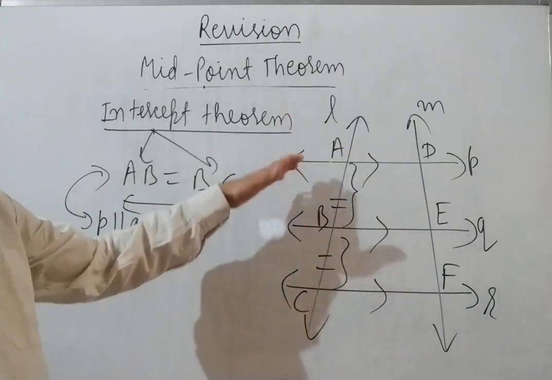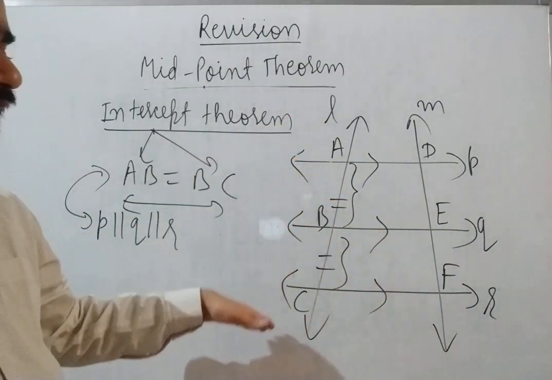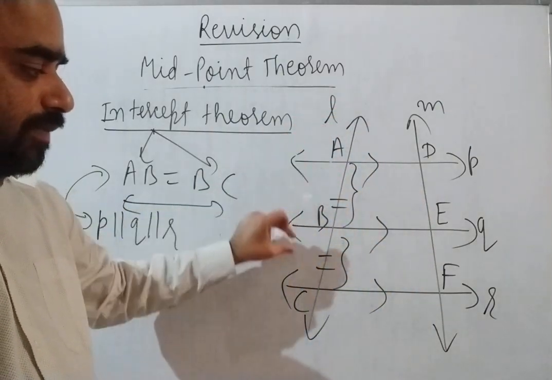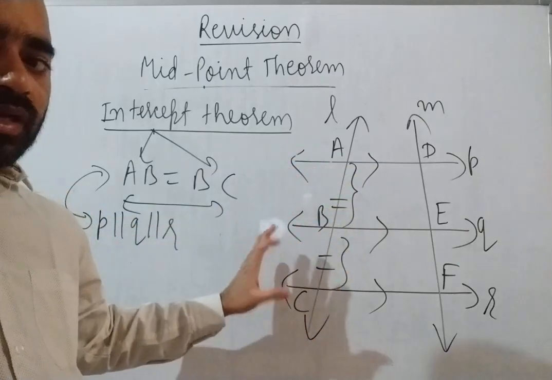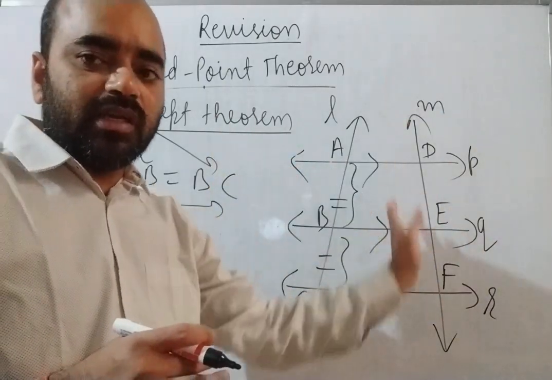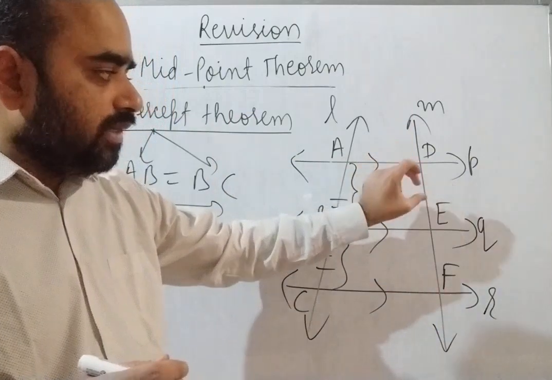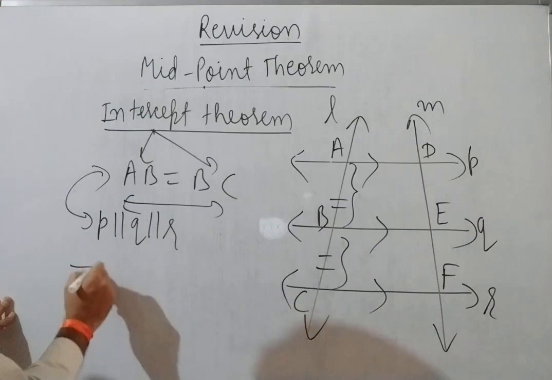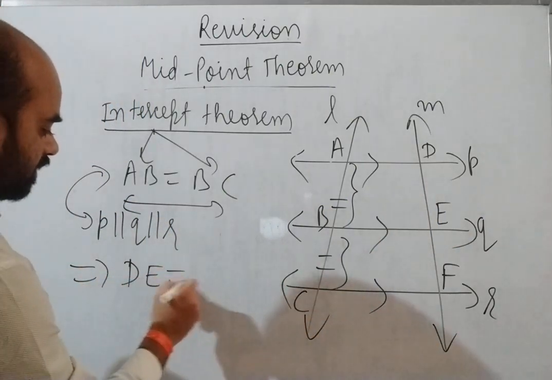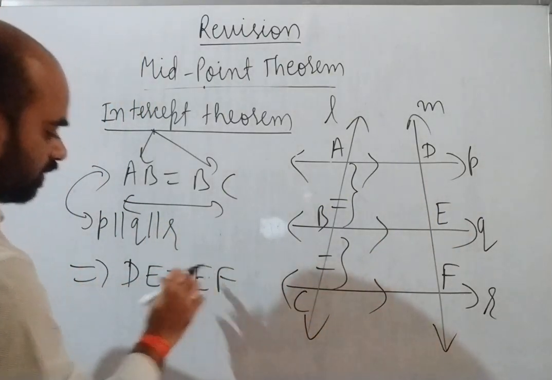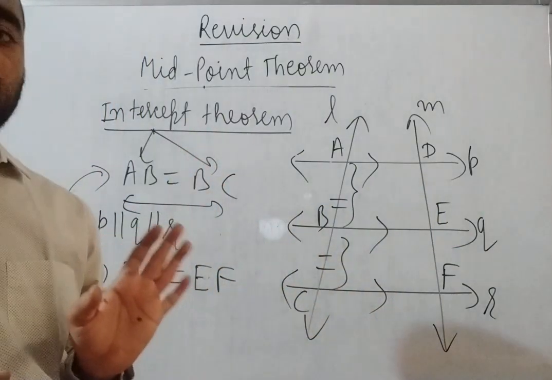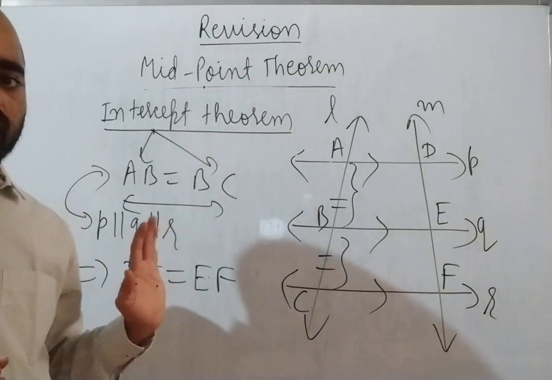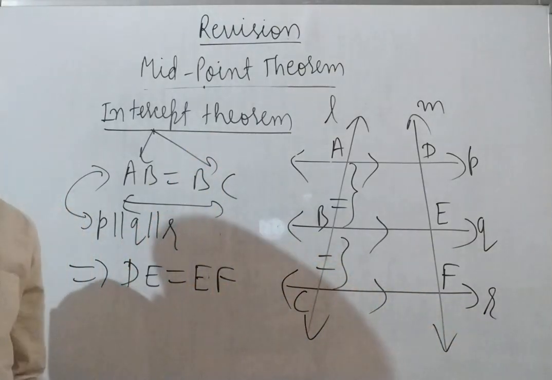So when 3 or more parallel lines are there and these parallel lines are cut by a transversal L, such that intercepts made by one transversal are equal, then if any other transversal is drawn, then intercepts made by another transversal will be also equal. It means what is the result then? DE is equal to EF. So this is intercept theorem. Now you can see videos, we have done 2-3 questions. Correct? You can solve. So this is your revision part. Thank you.